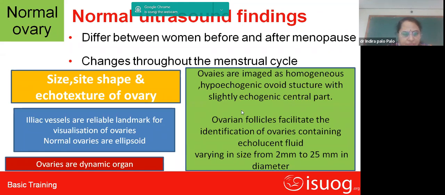It is usually located by the side of the uterus, and if we are not able to identify it, the iliac vessels may guide you to the location of the ovary; they are a reliable landmark. Ovaries are imaged as a homogeneous hypoechoic oval structure with a slightly echogenic central part. The ovarian follicles appear as sonolucent areas, some from 2 to 6 millimeters in the early proliferative phase, and that helps us identify the ovaries in the pelvis.